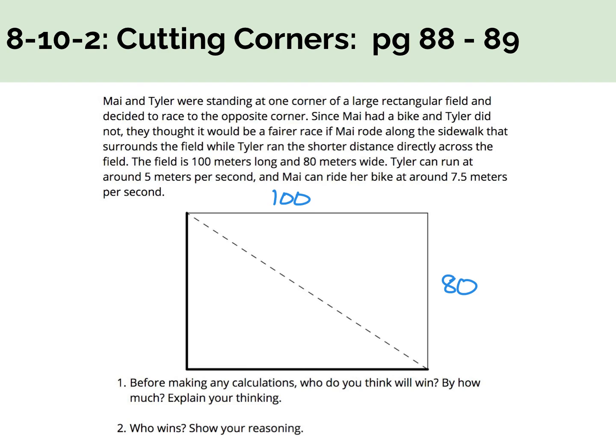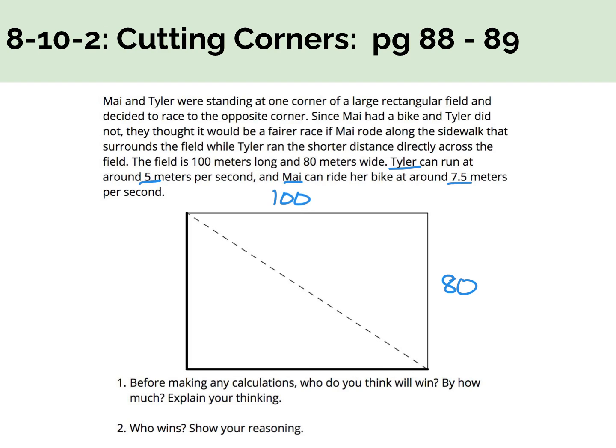Tyler can run at around 5 meters per second. Maya can ride her bike at 7.5 meters per second. Okay, keep that in mind. So Tyler is 5, Maya is 7.5. Before making any calculations, who do you think will win, and by how much, and what is your thinking? So go ahead and just answer that question. Think about it.